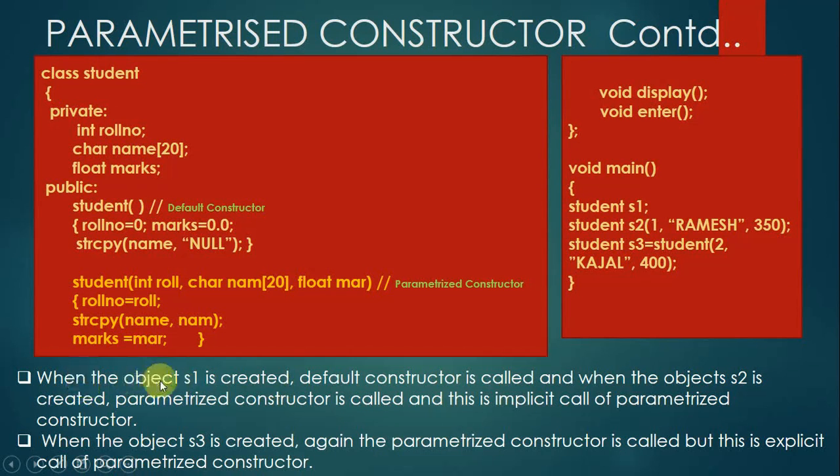So you can see now when the object S1 is created, the default constructor is called, and when the object S2 is created, the parameterized constructor is called, but this is an implicit call of the parameterized constructor. And when the object S3 is created, again the parameterized constructor is called, but this time this is an explicit call of the parameterized constructor.